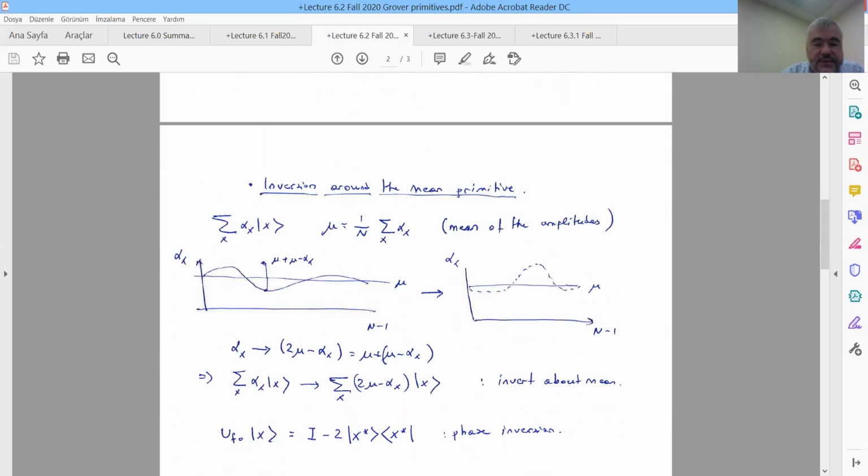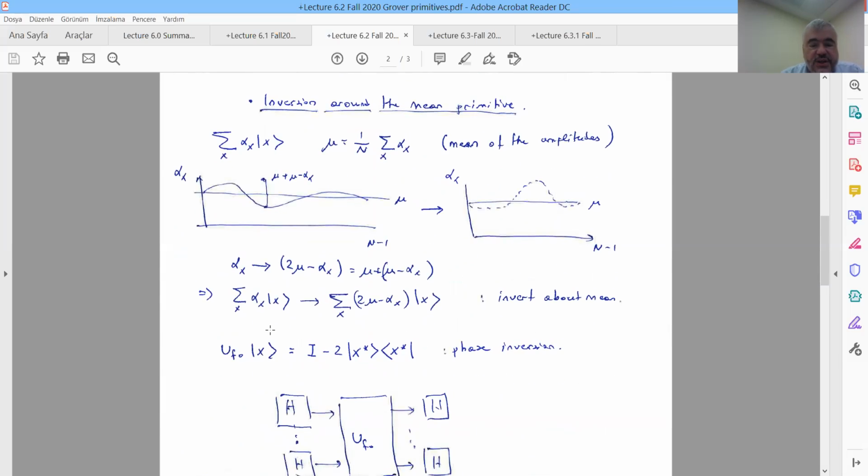The second primitive, or construct, we need is the inversion around the mean primitive. This is what we mean by inversion around the mean. Again, let's suppose we plot alpha sub x, the coefficients of all the quantum basis states from 0 to capital N minus 1, in this manner. These coefficients have a mean mu, and this line represents the mean.